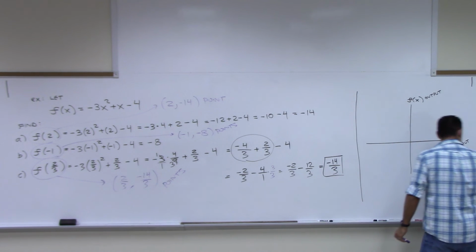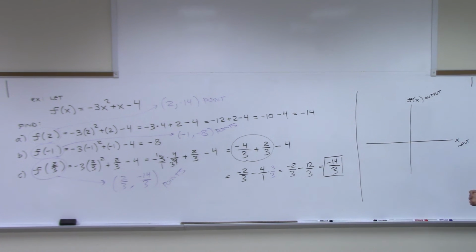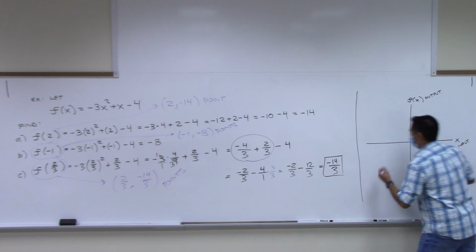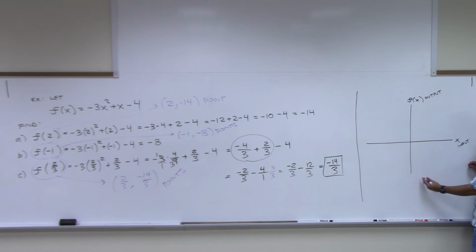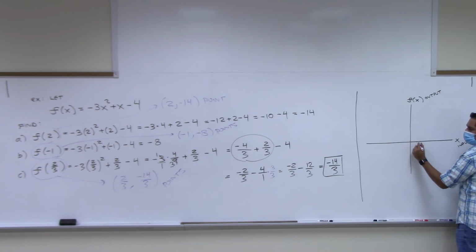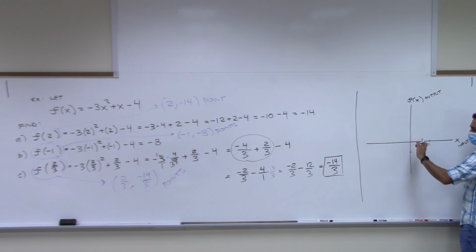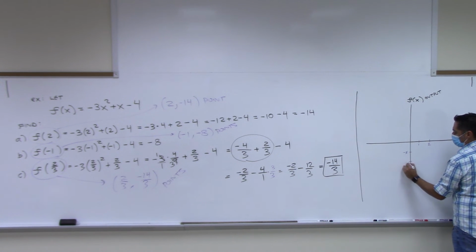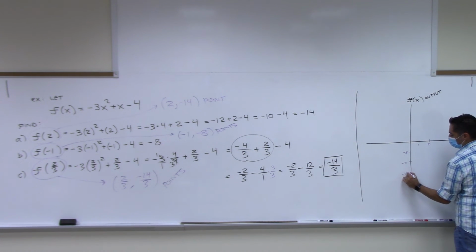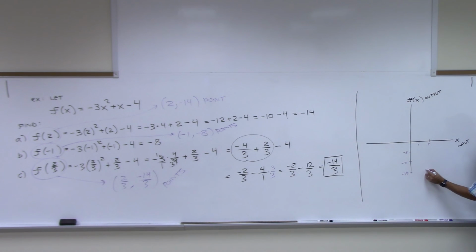So let me plot them. Let me go with the point 2, negative 14. That means I'm going to go to the right 2 and down 14. So I'm going to count like this: 1, 2 to the right, and then down 14. The way I'm going to do that is I'm going to count in increments of 5 this way. Negative 5, negative 10, negative 15. So if I put this point right about there, that's the point 2, negative 14. It's not quite to negative 15. Okay?